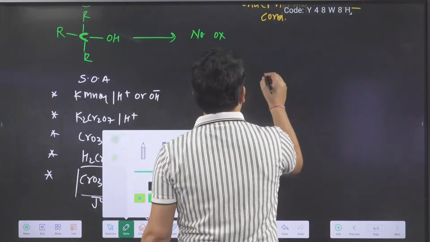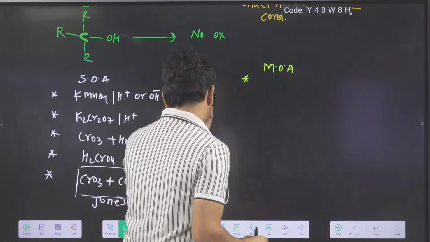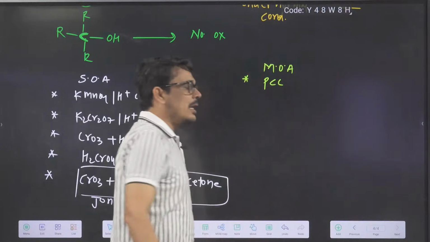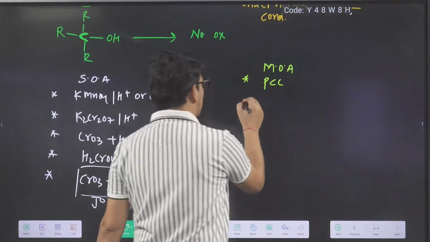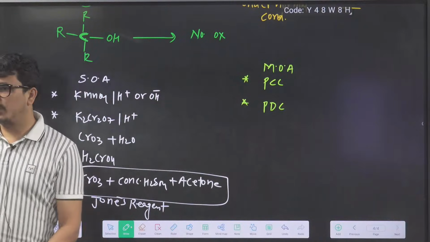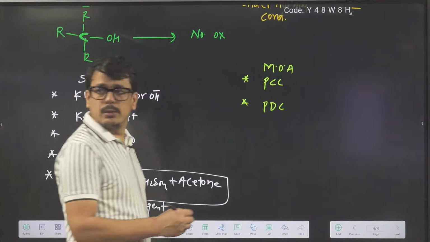Now this side, mild oxidizing agents. First I can say PCC. PCC means pyridinium chlorochromate. I'm not writing their complete names now. Next, PDC. Clear, right?